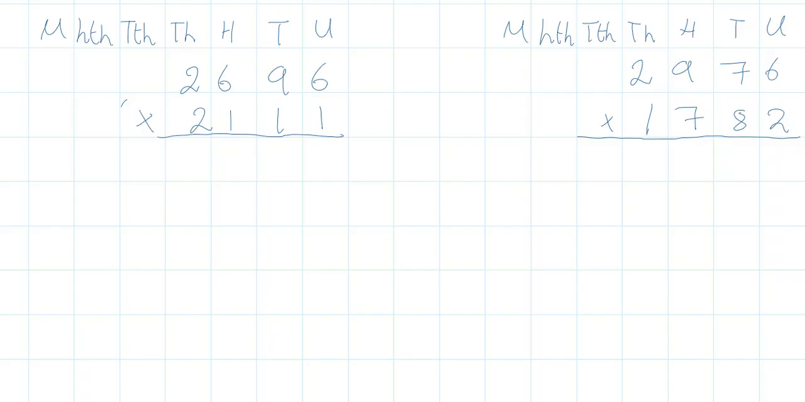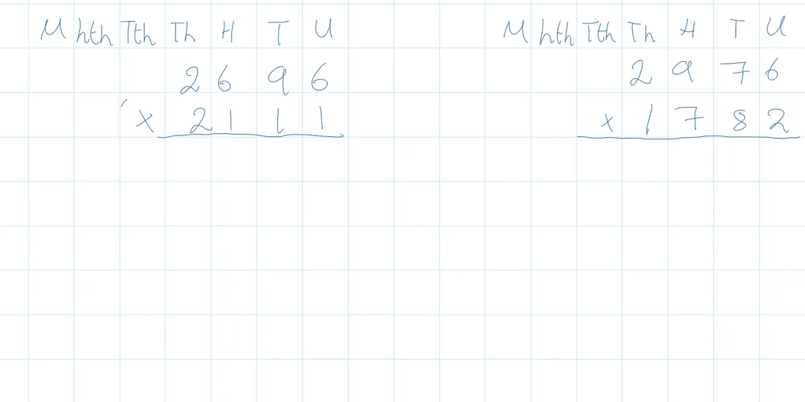So in this short video tutorial, what we are going to do is multiply thousands by thousands. I'm going to start over here on the sum on the left hand side, and I'm going to multiply 2696 by 2111. Again, it's crucial that you line the sums up and stack them over each other, so units above units, tens above tens, hundreds above hundreds, and thousands by thousands.